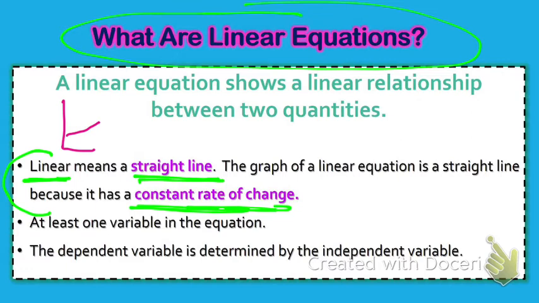All right, a couple other things that we're not going to focus on a lot right now: a linear equation has to have at least one variable in it. So when you're looking at a graph, you've got an x-axis and a what? And a y-axis, okay? What makes up an ordered pair?